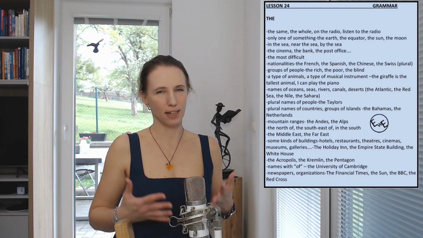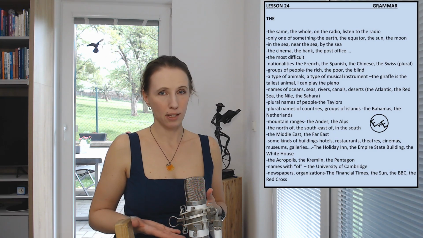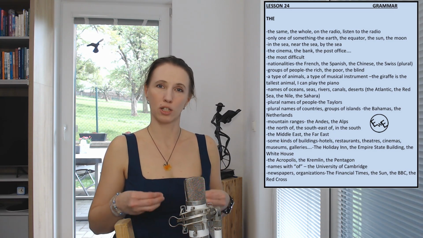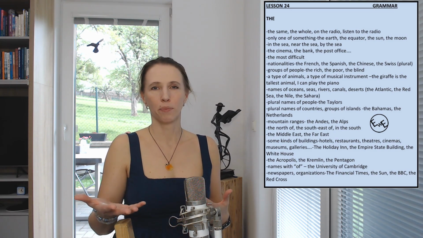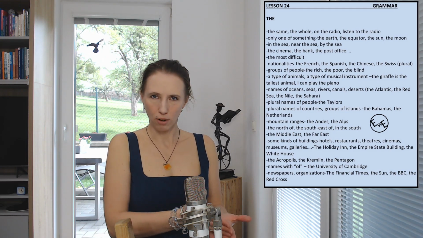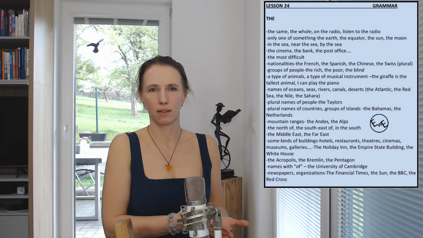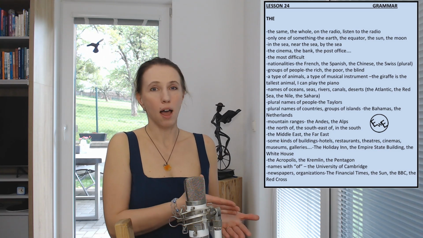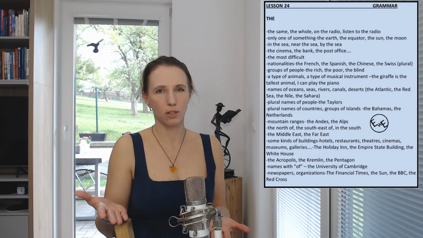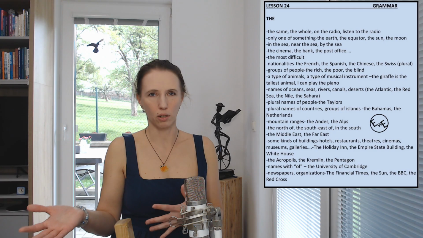Then we have the definite article. When we talk about things for the second time, or it's known to the listener, or you want to talk about a particular thing. The indefinite article would be I have a sister, but in a second sentence you can say the sister is really weird.